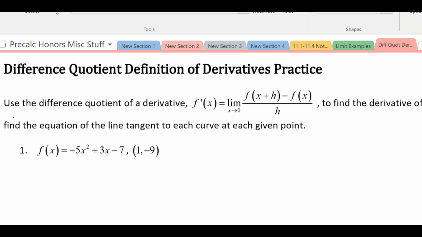This is Mr. Martin. This is a video solution for a difference quotient definition of a derivative worksheet. This is a solution for number 1, and hopefully you already noticed that this x here should be an h as h approaches 0.